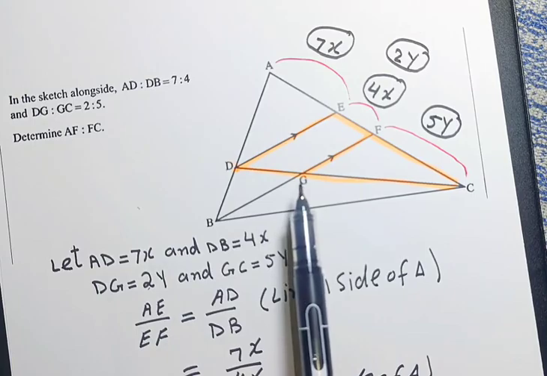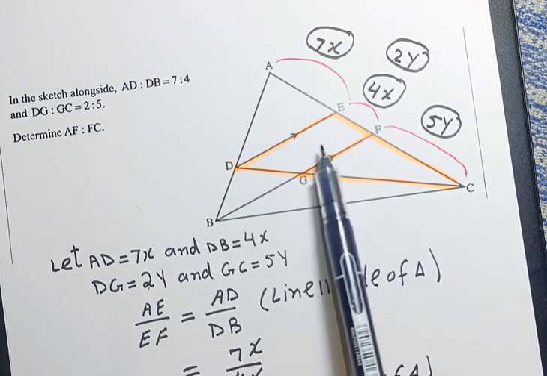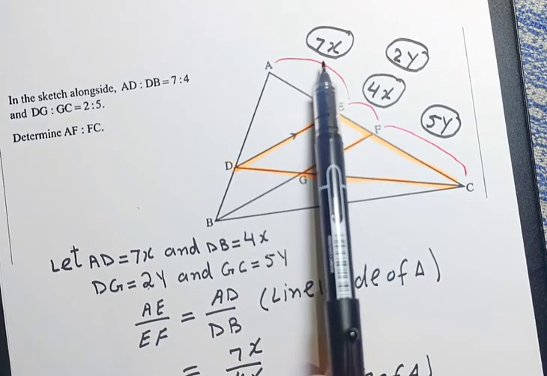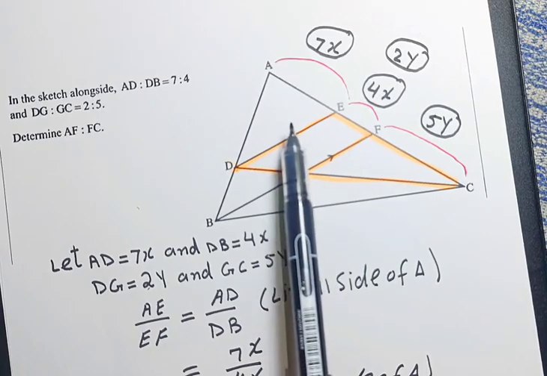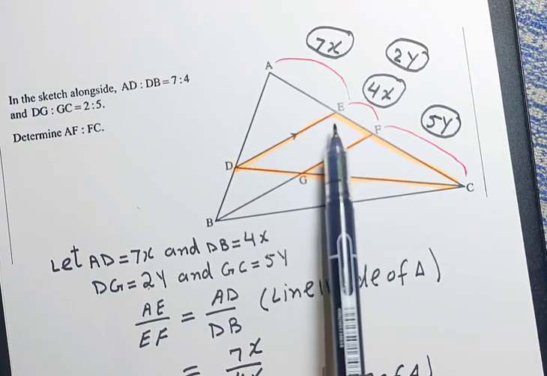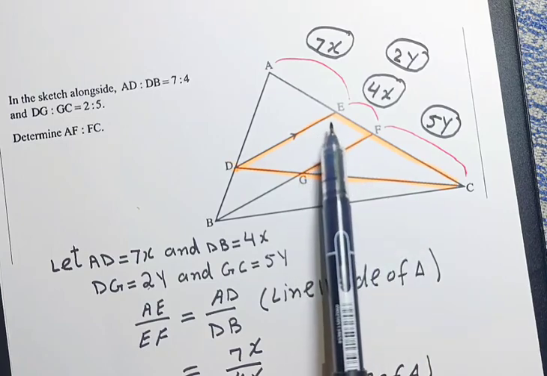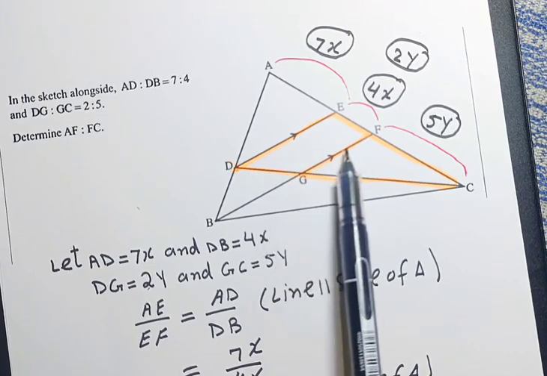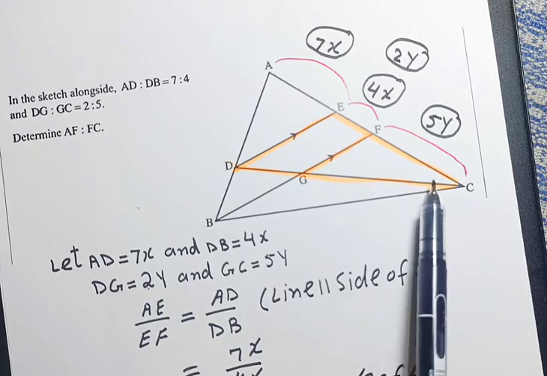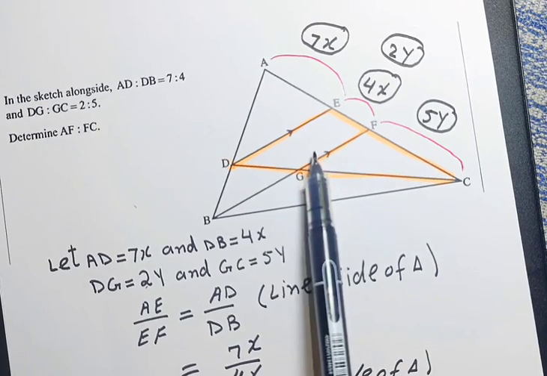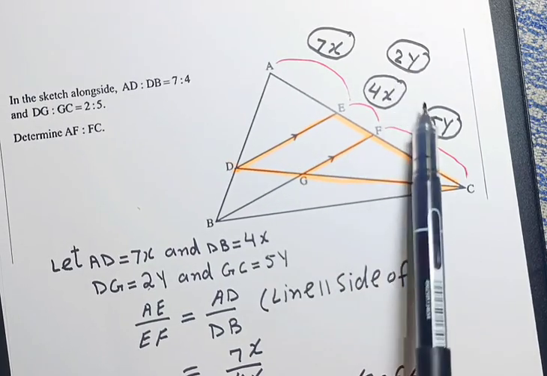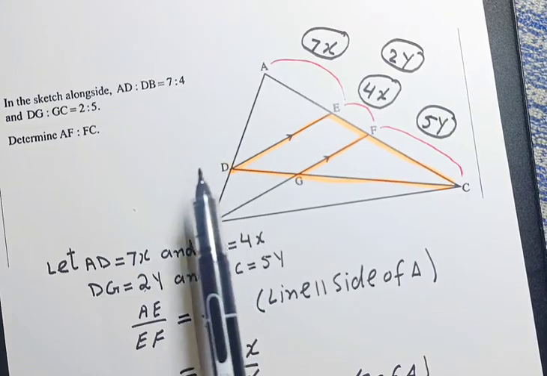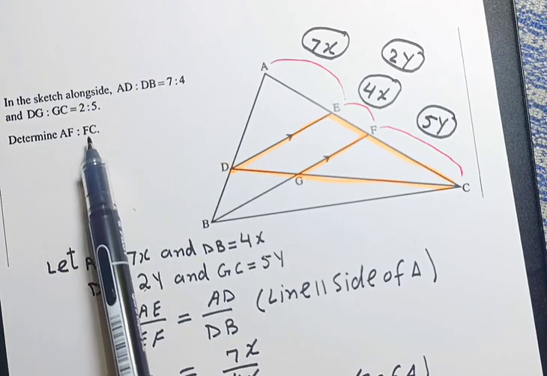So we use two triangles. The first one was ABF, and then we find the 7x and 4x. Then we use the second triangle, the orange triangle, where this is a long base parallel line and this is a short side. We apply the proportionality theorem on this orange triangle, and then we find the y values. Now we can easily determine the AF ratio FC.